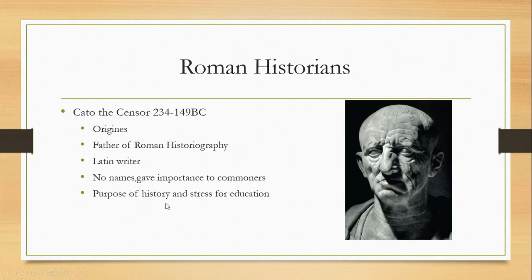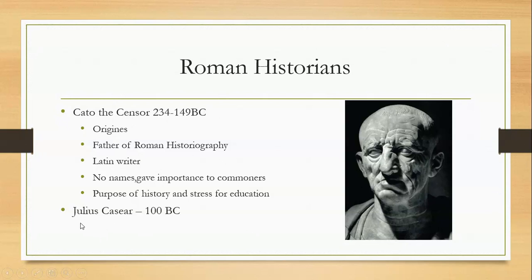He tells the purpose of history is to teach morals. He felt that history had a purpose. He also stressed on education. He talked about the nature of education, the value of education, and what is history's stand in education. Nobody knows much about Cato the censor, though he was a public figure. His last office was he was a censor. So he's known as Cato the censor or Cato the elder, but nothing about his early career or life is known. So that's about him.